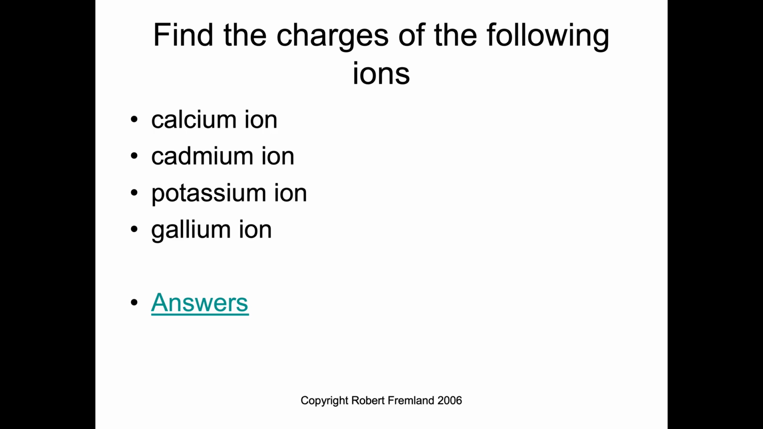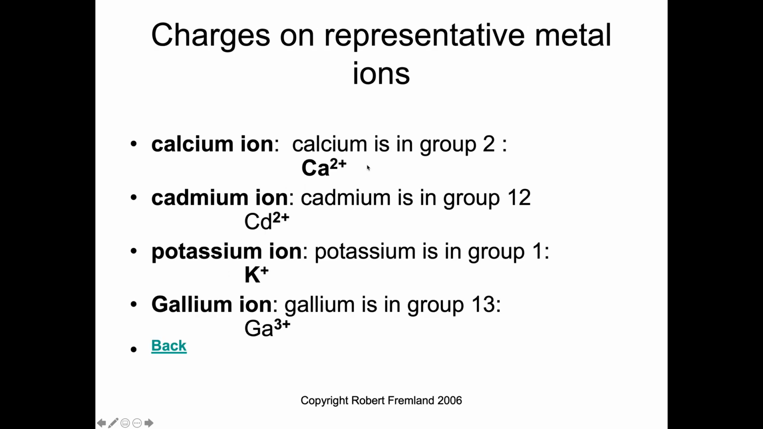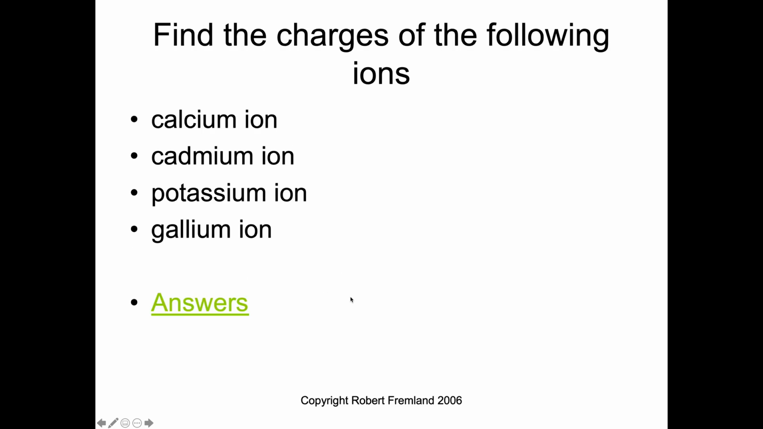All right, I think you're back from pause now, so you can go through these. Calcium, it's in group 2. It's a +2. Cadmium is in group 12, okay, so it's a 2. Potassium is in group 1. So all these groups, remember, are on the periodic table. So again, this is review. We've done this before.